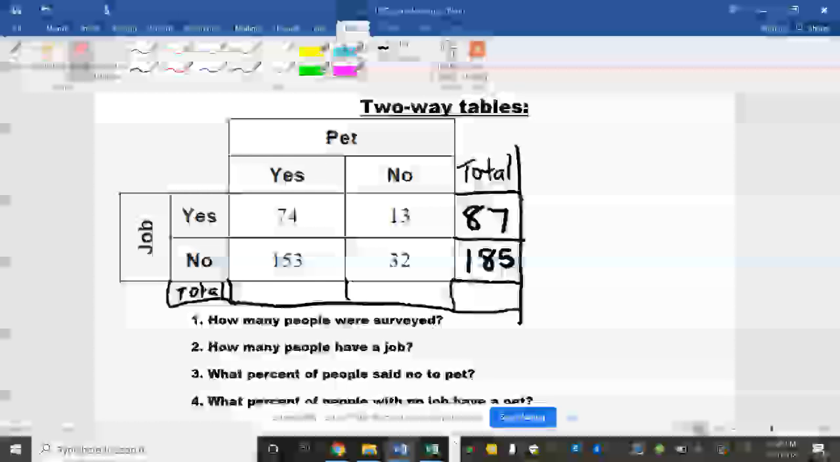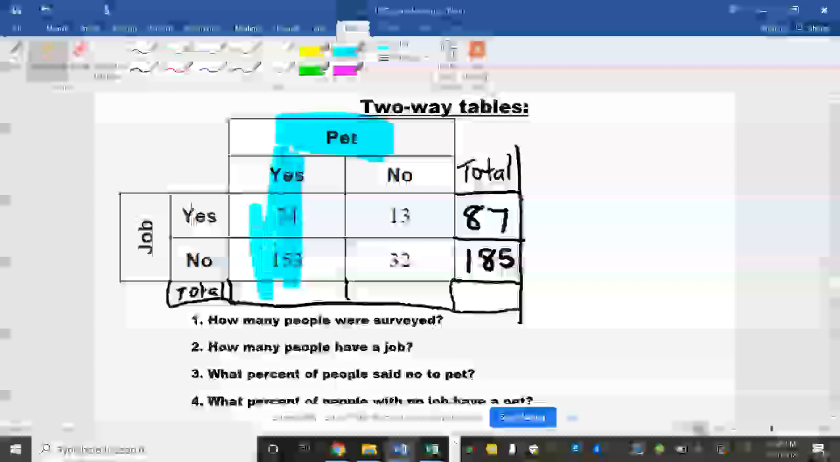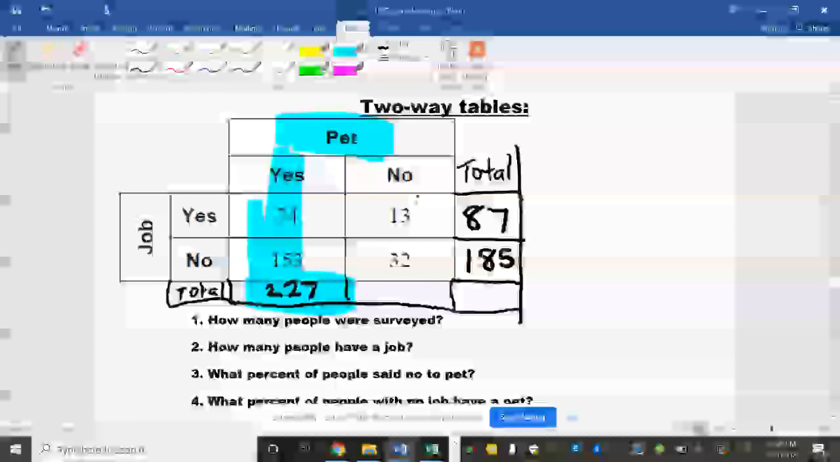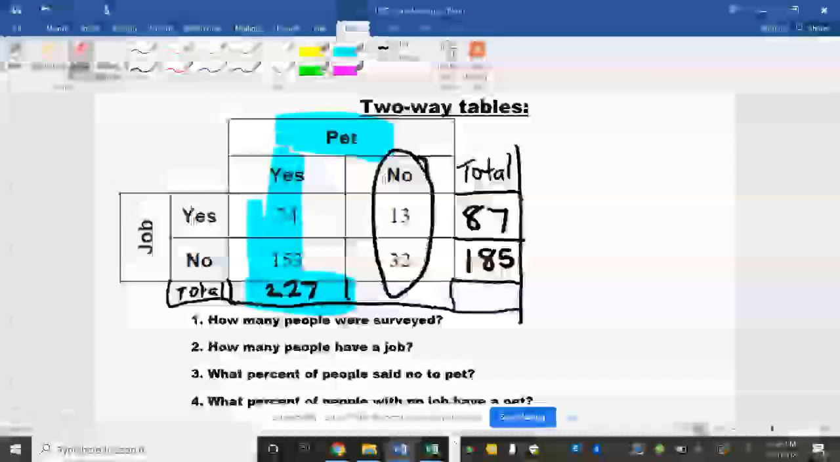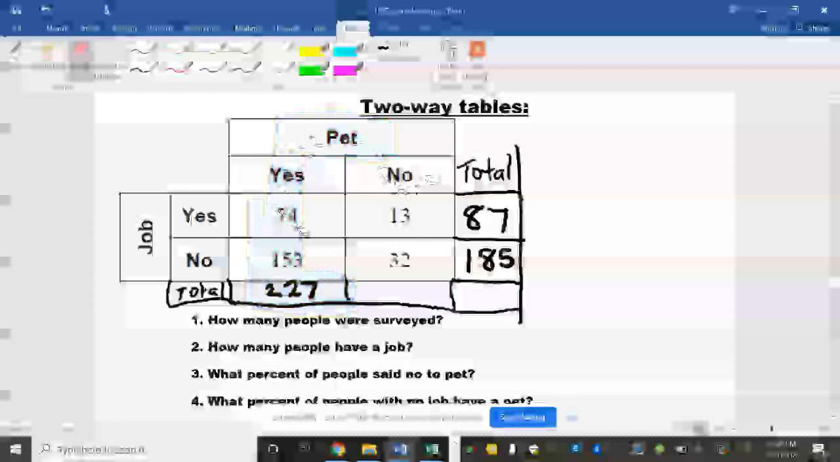Now let's go over to pets. The total for pets. How many total said yes, they have a pet? You would add directly down. So that would be 74 plus 153 equals 227 people have pets. A lot of people have pets. How many people said no, they don't have a pet? That would be this column. So 13 plus 32 is 45 people do not have a pet.